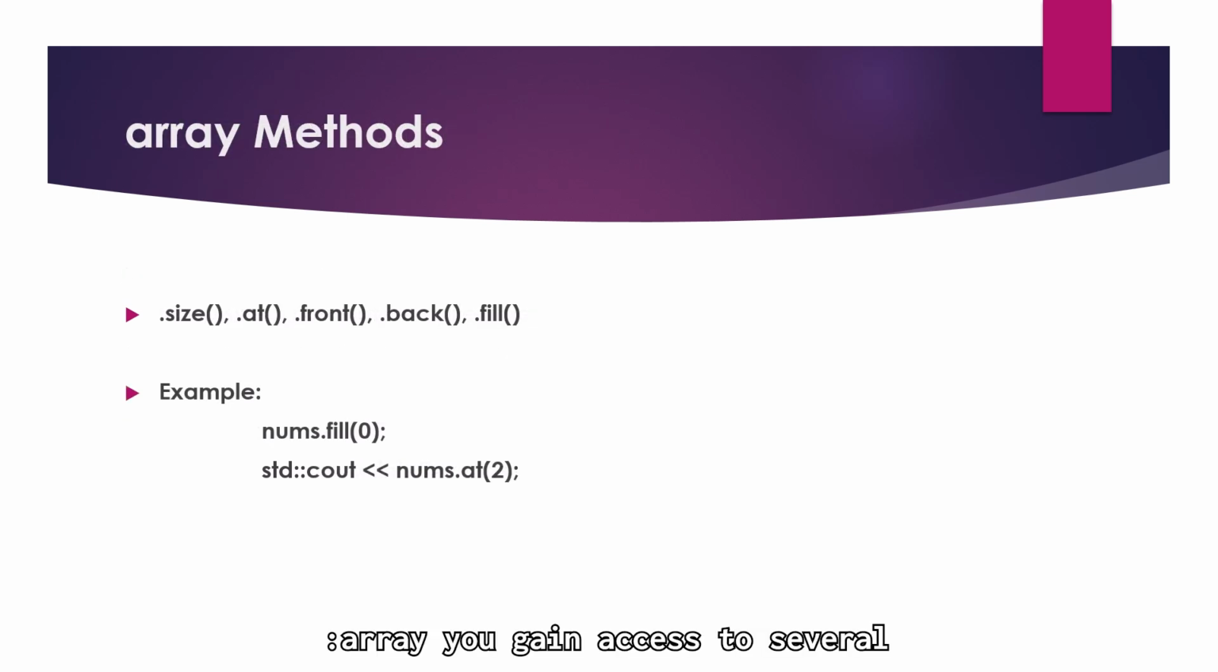With std::array, you gain access to several useful methods. For example, .size gives you the number of elements in the array, and .at provides bounds checked access to elements. The .front and .back methods allow you to access the first and last elements respectively. You can also use .fill to set all elements of the array to a specific value. For instance, you could fill an array with zeros using .fill(0) and access any element using .at(2), all while avoiding common array related pitfalls such as out of bounds access.